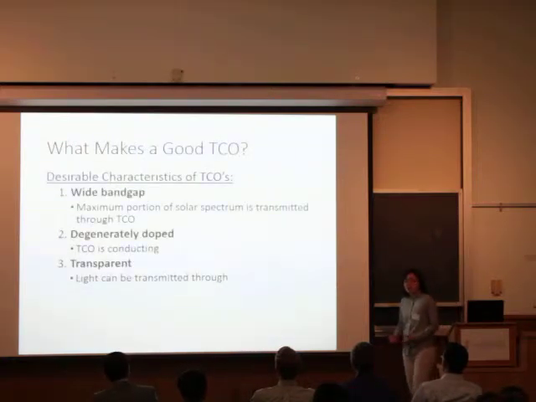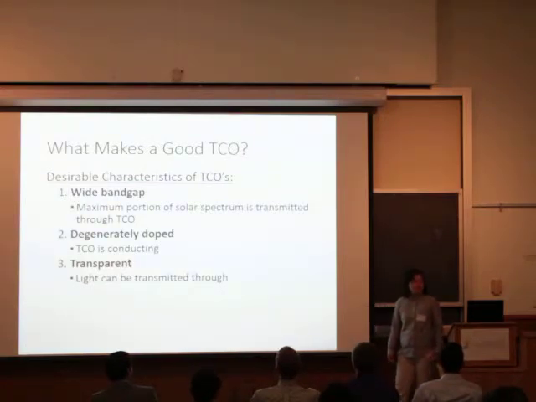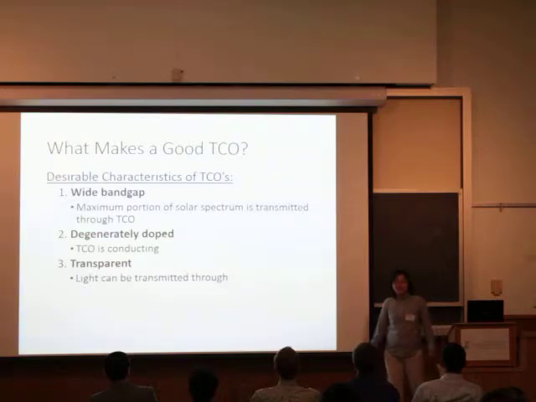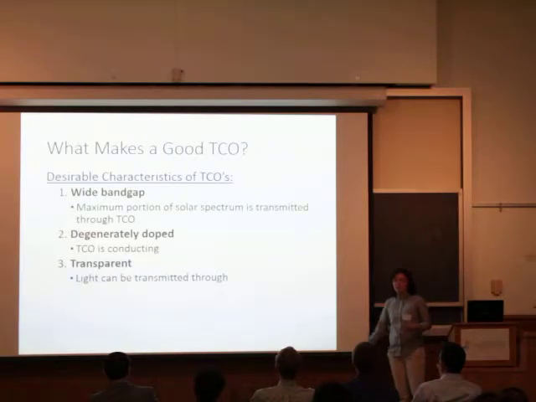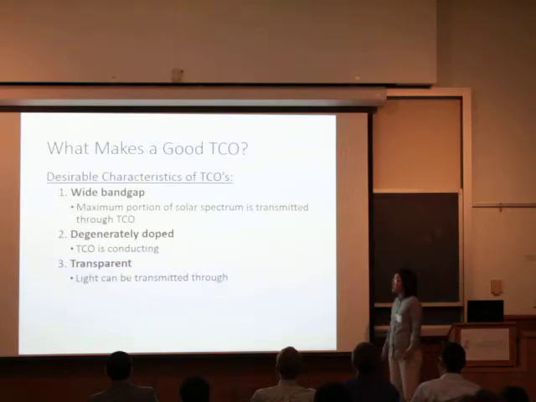So, what makes a good TCO? Well, there are a few desirable characteristics that we want to have. The first is that we want a wide bandgap TCO. Just to summarize from the previous presentation, the bandgap is the amount of energy that has to be absorbed by a material before it can be considered conductive. So if you have a wide bandgap, a lot of the possible energies, if they're smaller than the bandgap, will pass through the material unabsorbed. Since we want our TCO to operate as a window and not as an absorber, this is ideal. This allows the absorber to receive the maximum portion of all available incident light from the sun.